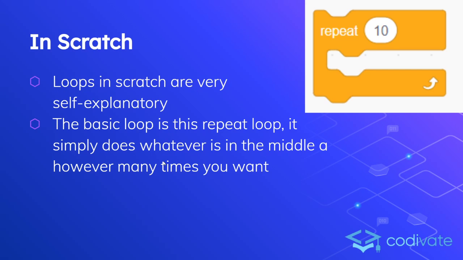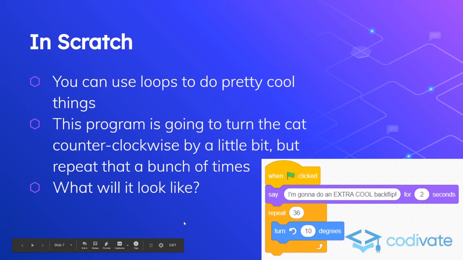So in Scratch, we have two different types of loops. We have a repeat loop and then a RepeatUntil loop. This is a repeat loop, and it's very self-explanatory. It will just repeat whatever's in the middle that many times. So whatever number you put in here, it's going to do it that many times.